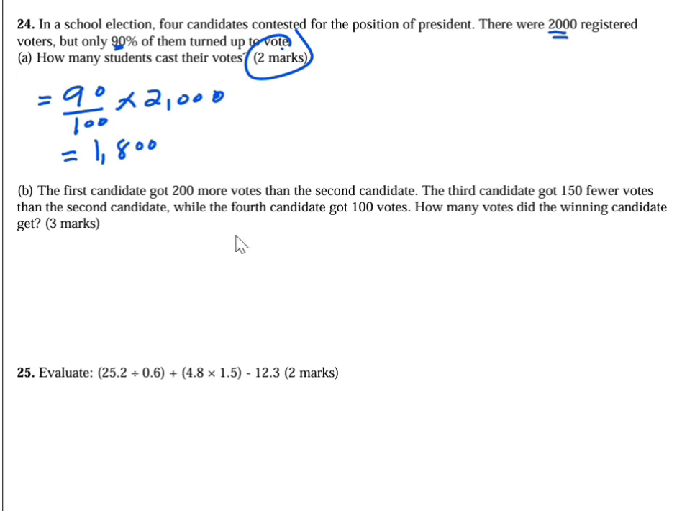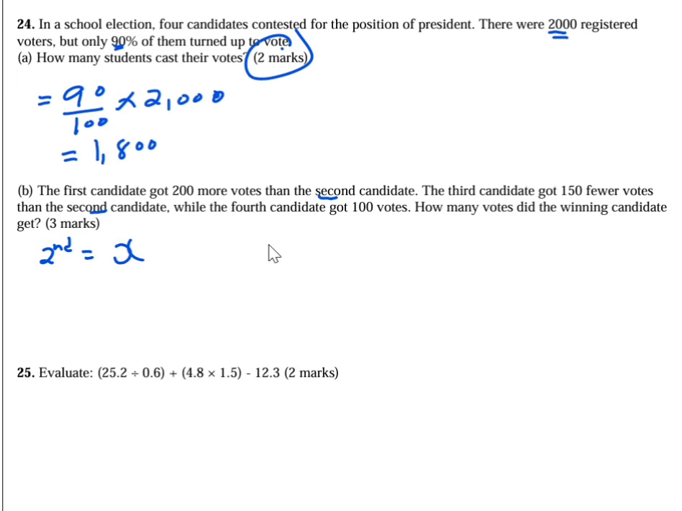You have to understand this. So look at the one that was voted for the most. You see the first candidate got 200 more than the second candidate. So here they have said second. And then the third candidate got 150 fewer votes than the second. So we are going to make the second, let's use maybe X or any other letter. So let the second candidate's votes, because you see that is the one who was voted for the most, be X.